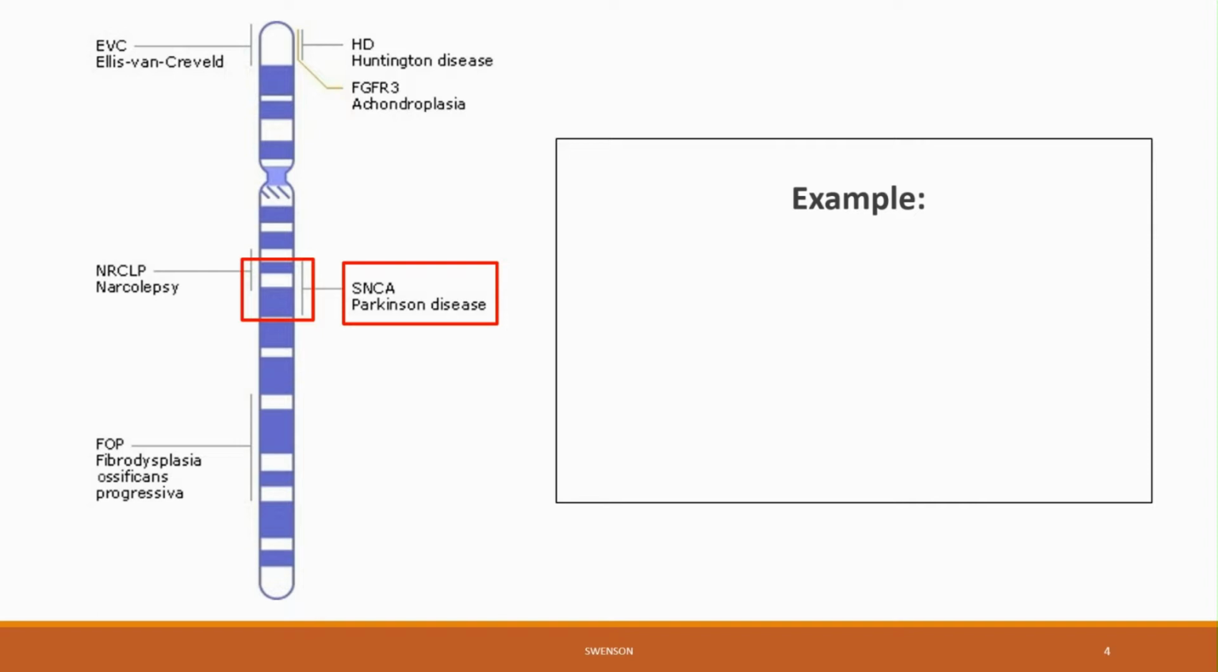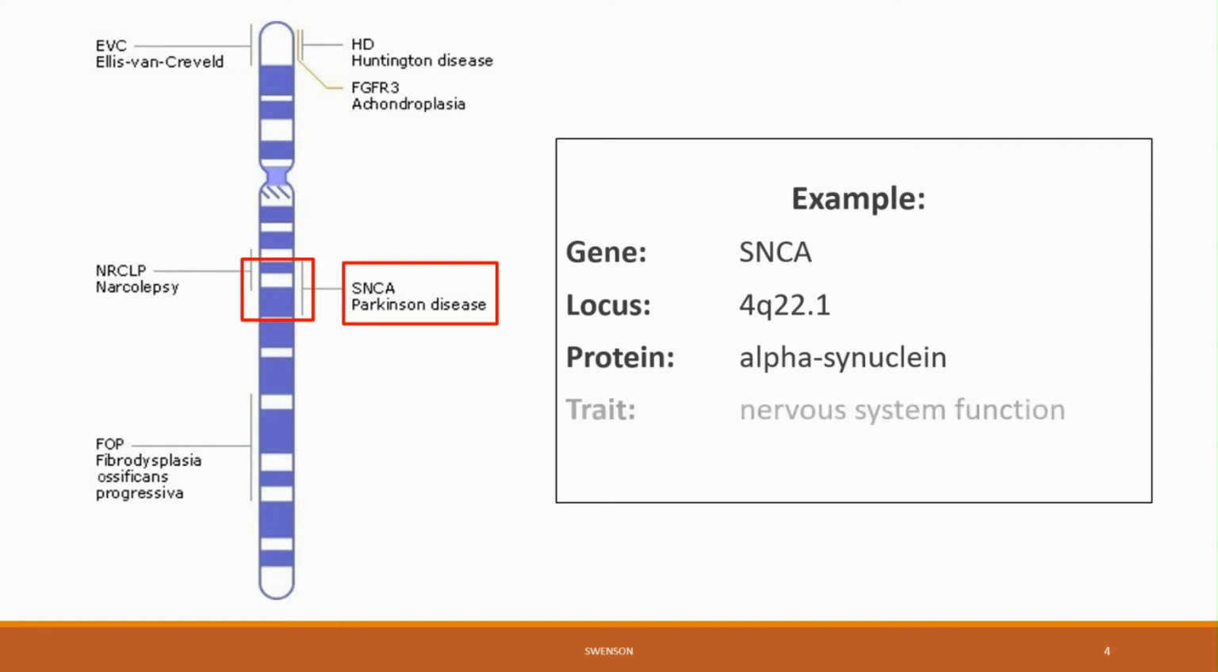And here again, we can see that on this particular location, chromosome 4, Q arm, and the locus 22.1, we find the gene called SNCA. This segment of nucleotides carries the code for the protein alpha synuclein, which is important for the function of the nervous system. And certain alleles, or the same gene with different mutations, can lead to a disease called Parkinson's disease.